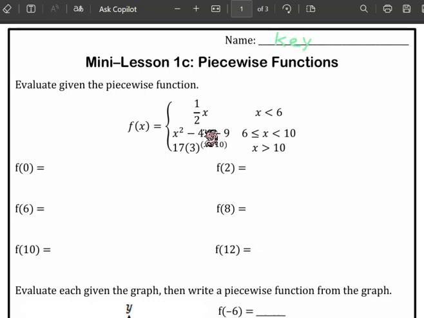Mini lesson 1C, piecewise functions. Evaluate given the piecewise function.